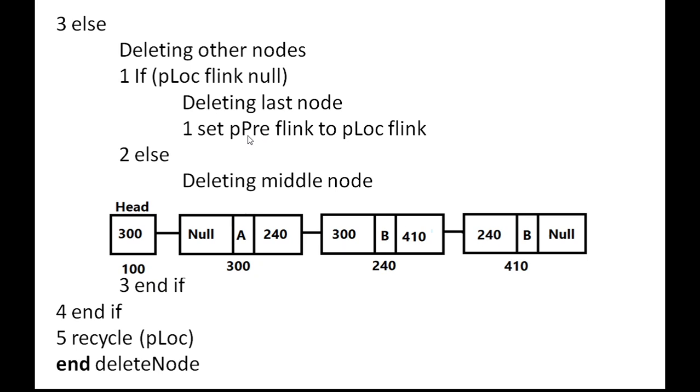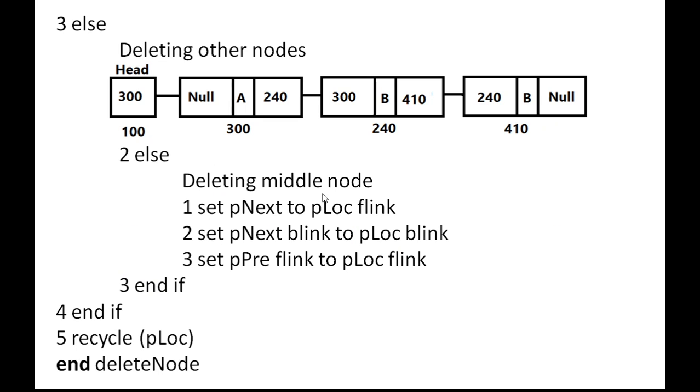So this is what is done. Set p3 forward link to p location forward link. Okay. Set p3 forward link to p location forward link, which is nothing but null value. So null value is assigned into this. And then how do you know that it is actually a last node? Again, we use this particular condition. If p location forward link is null, then it must be a last node.